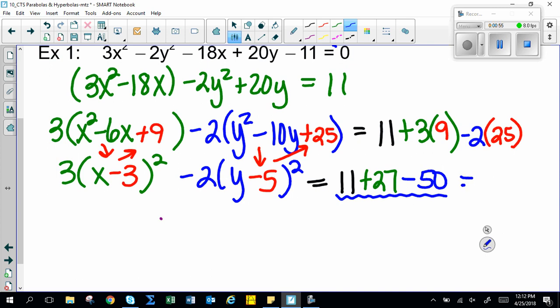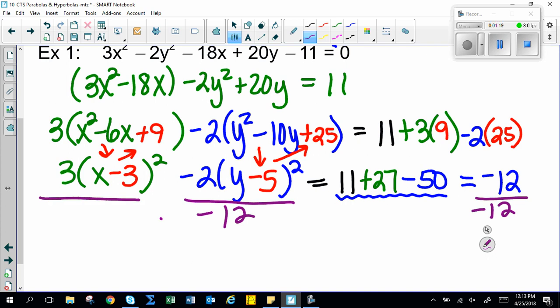What is this all equal to? -12. Okay, so in graphing form, what is a hyperbola equal to? 1. So what did we do with an ellipse that was also equal to 1? We divided by what we had on the right-hand side. So I'm going to divide by a -12, divide by a -12, divide by a -12.